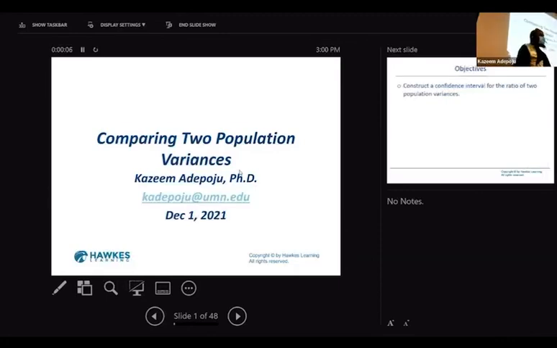We have two populations and we want to compare variances, just like what we did the other time when we were comparing means. We compared proportions, but right now we are actually comparing variances, or you want to compare the standard deviation. Before I start this topic, I want to tell you this.